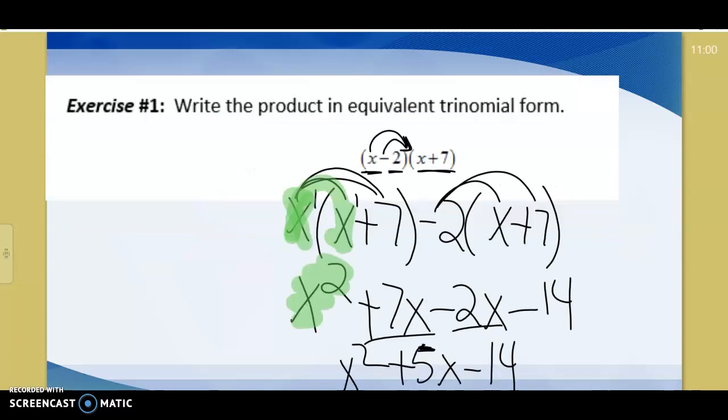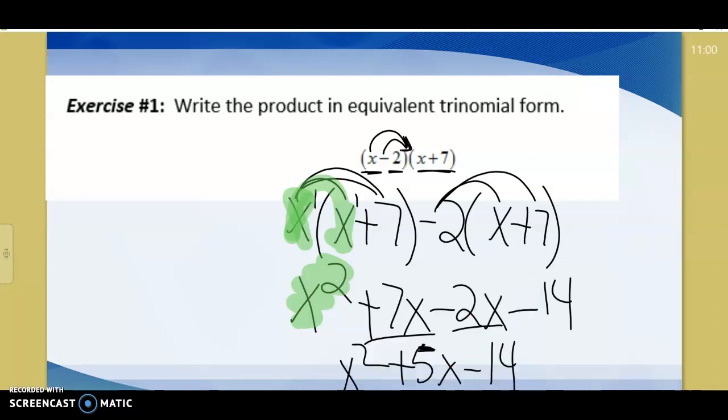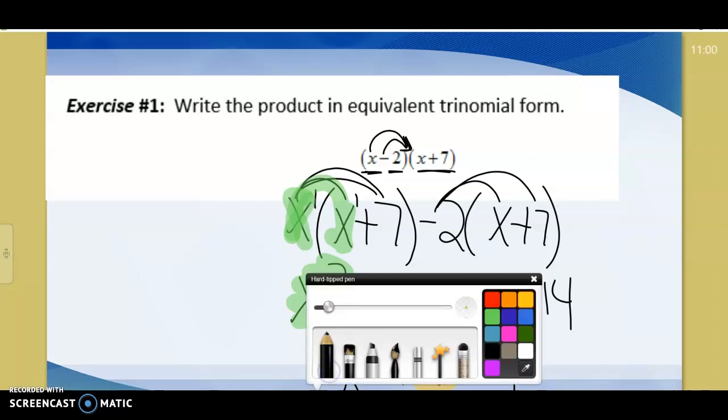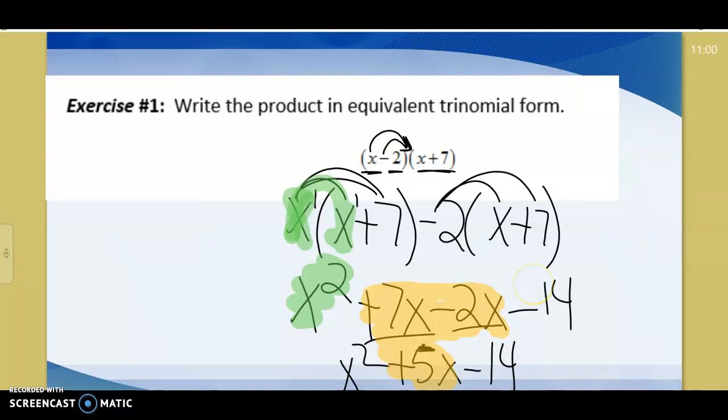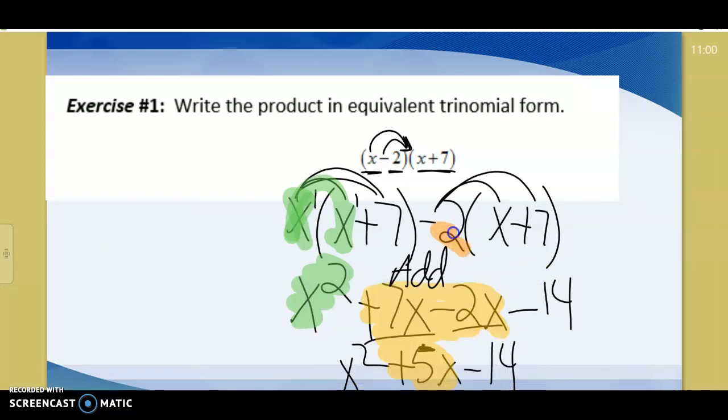So the one that we had here, remember, let me choose a different color. We got the 5x by adding these two terms together, and that gave us our middle term. So that came to us from adding. And the last term, the -14, I'm going to stick right on this and show you that it came from multiplying the -2 times the 7.